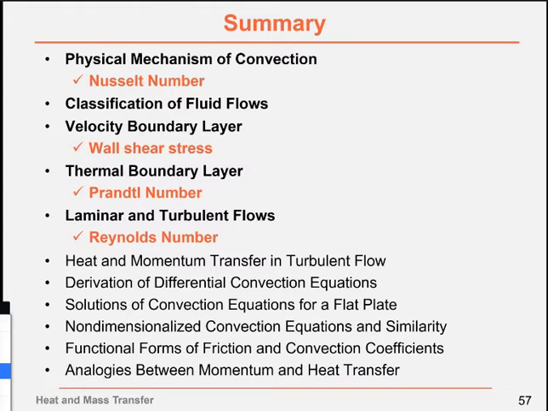This is what we talked about for convective heat transfer, and we introduced the physical mechanism of convection. One important dimensionless number is the Nusselt number, and we told you how to classify the fluid flow. We introduced the velocity boundary layer and the thermal boundary layer and the laminar and turbulent flows. And you can use Reynolds number to distinguish whether the flow is laminar or turbulent flow.